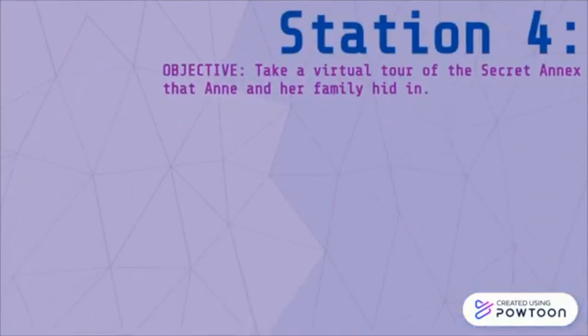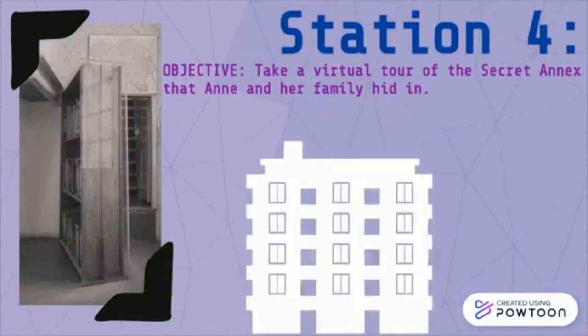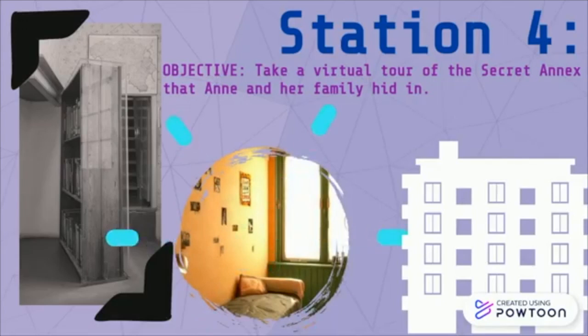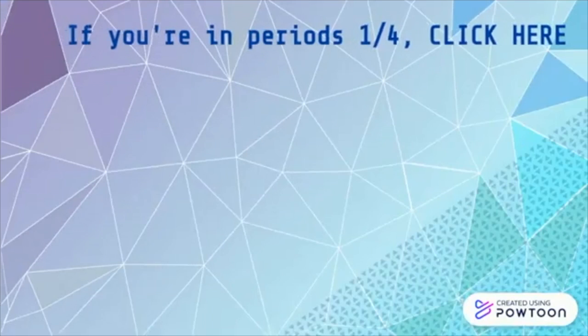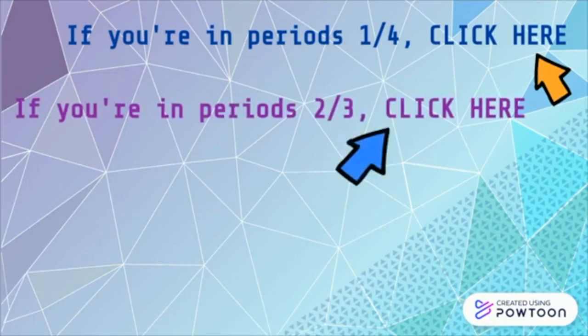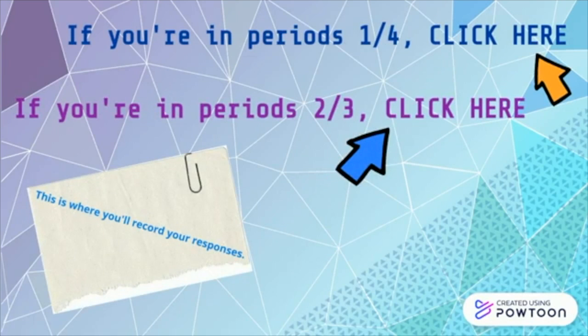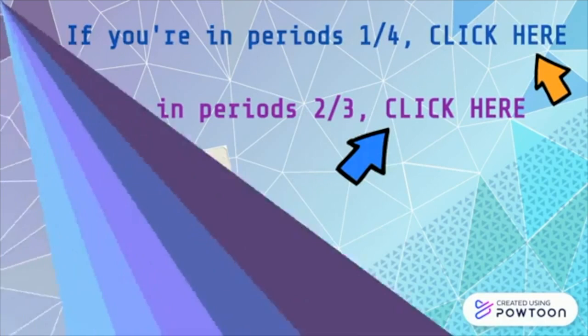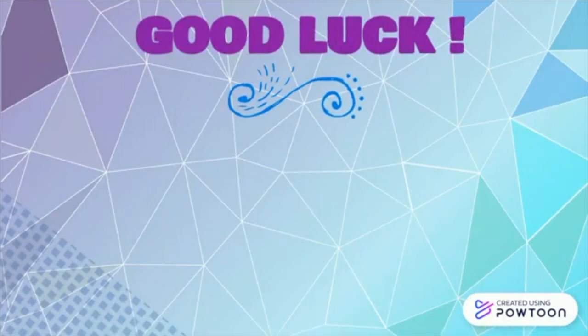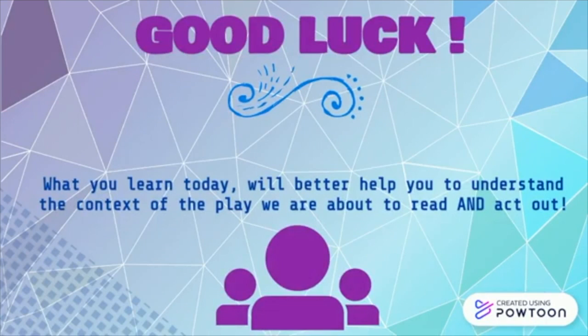At Station 4, your objective is to take a virtual tour of the secret annex that Anne and her family hid in. If you're in periods 1-4, click here, and if you're in periods 2-3, click here. This is where you'll record your responses. Good luck! What you learned today will help you better understand the context of the play we are about to read and act out.